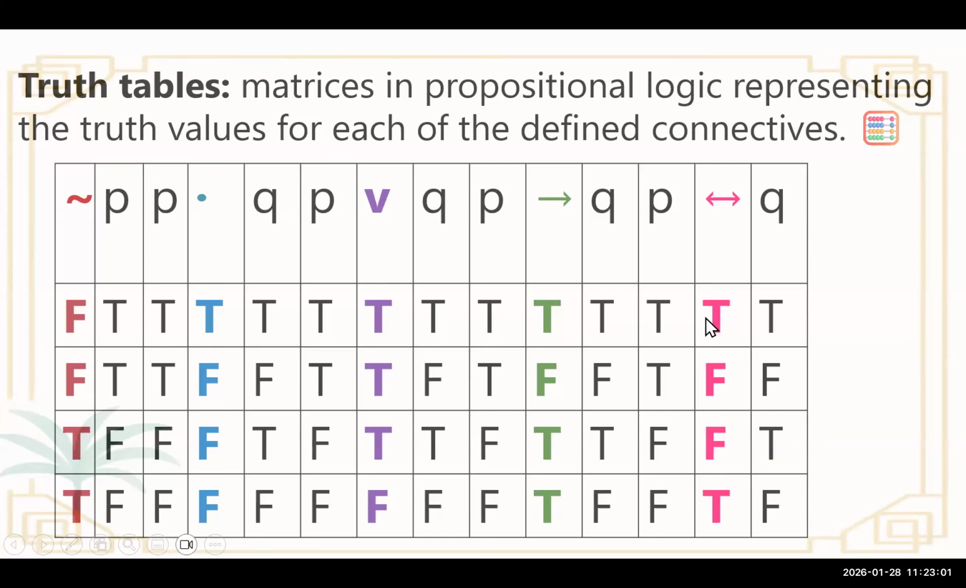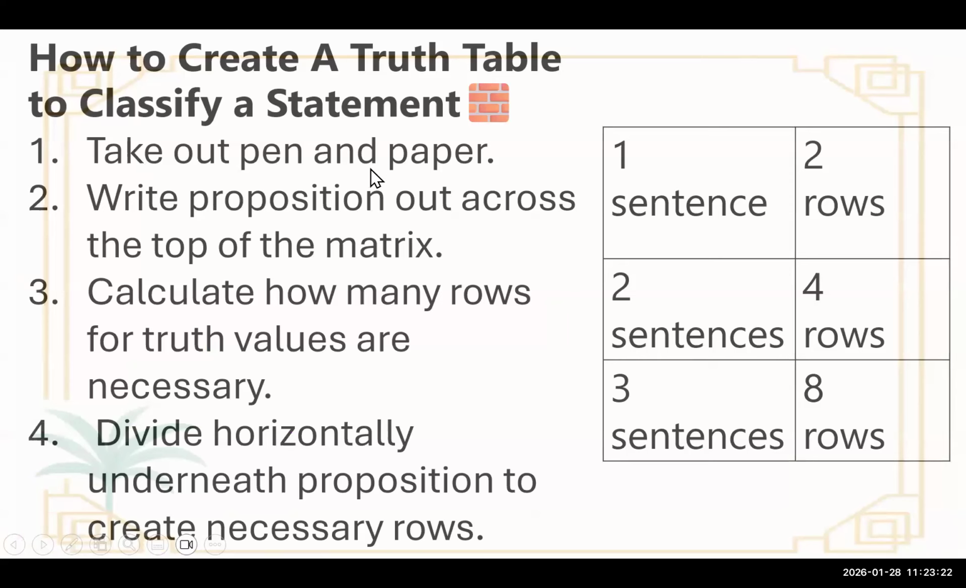And finally, if and only if is true when both parts agree. So true if and only if true is true, and false if and only if false is true, otherwise it's false. If you have not memorized these, you might want to print this out so you can use them while you are filling in your truth tables. So take out a pen and paper.